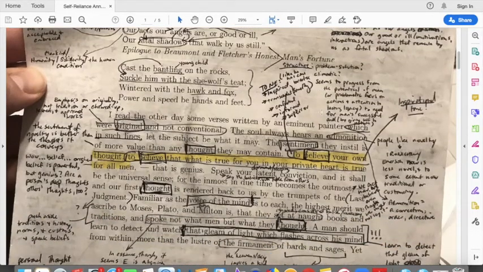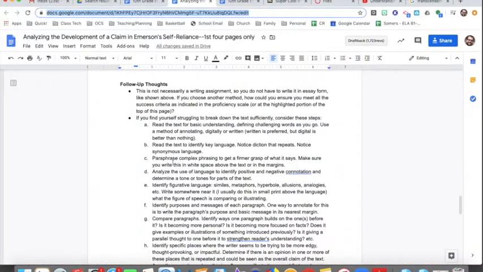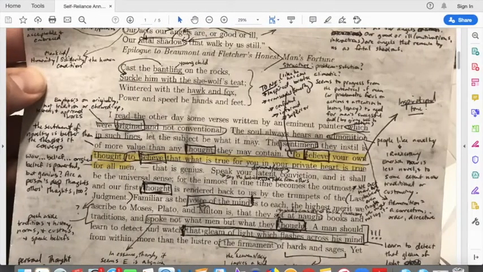All right, so beyond that, let's move on. Paraphrase complex phrasing to get a firmer grasp of what it says. I'm going to paraphrase. You'll notice a lot of what I put over to the side are either my paraphrases or my reactions to the text.